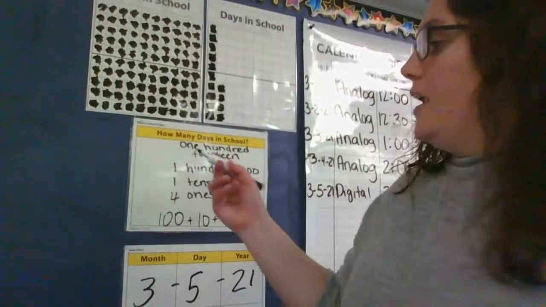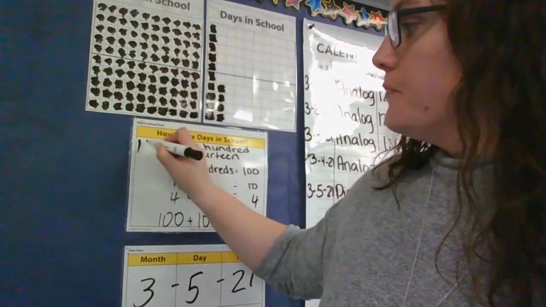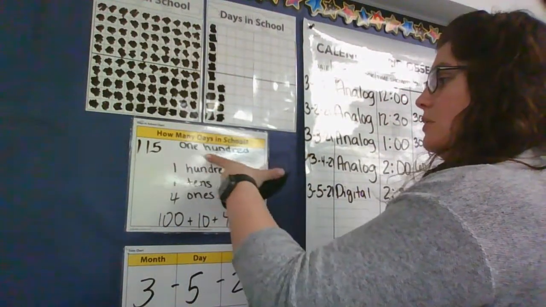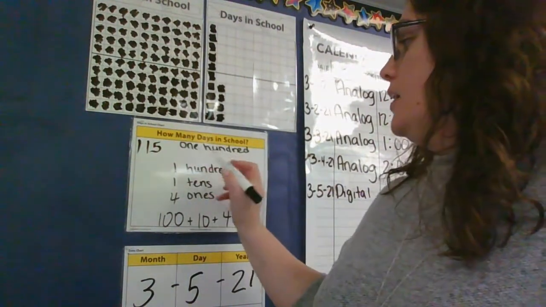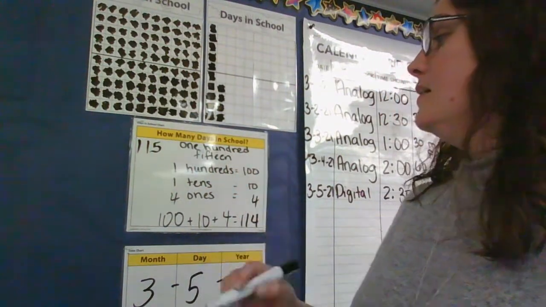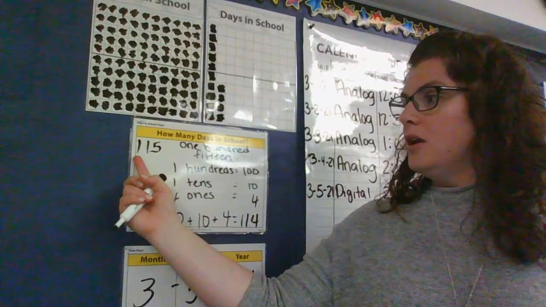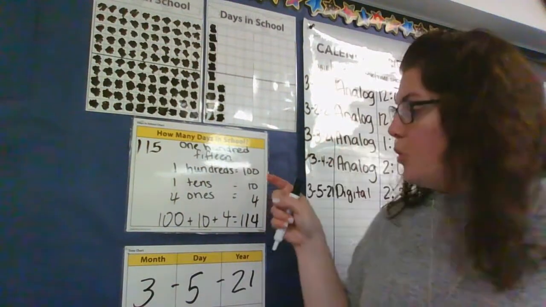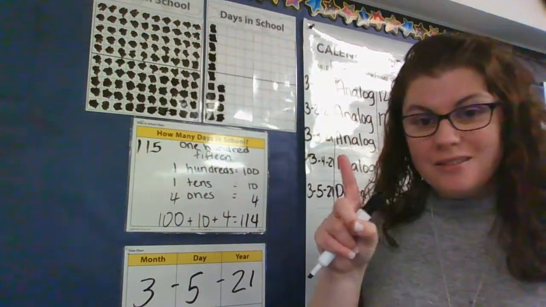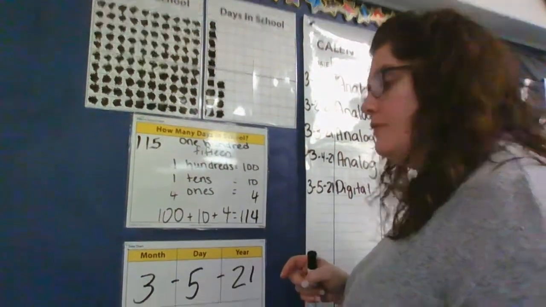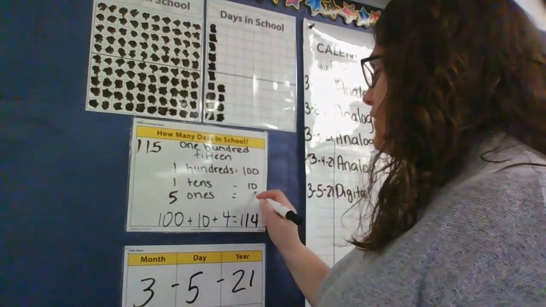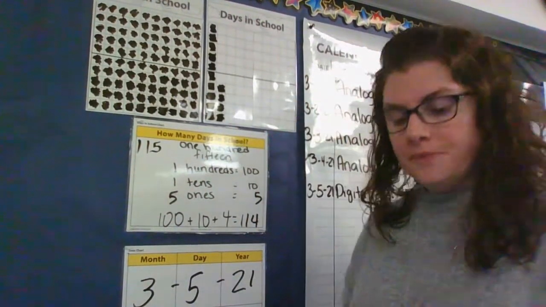So when we are looking at day 115, we have a 1 in our hundreds, a 1 in our tens, and a 5 in our ones. When we want to write out the word 115, okay, let's break it down. 1 in our hundreds place means we have one group of 100 days. 1 in our tens place means we have one group of 10 days. And then a 5 in our ones place means we have 5 days all by themselves.